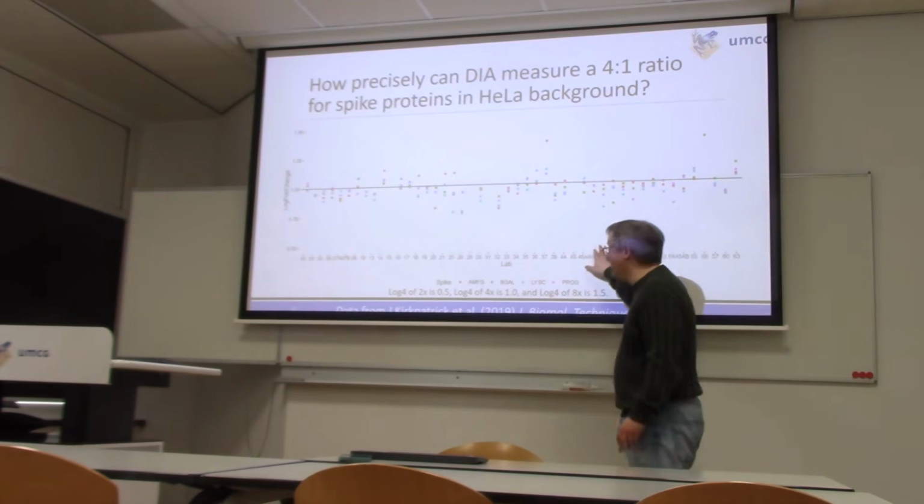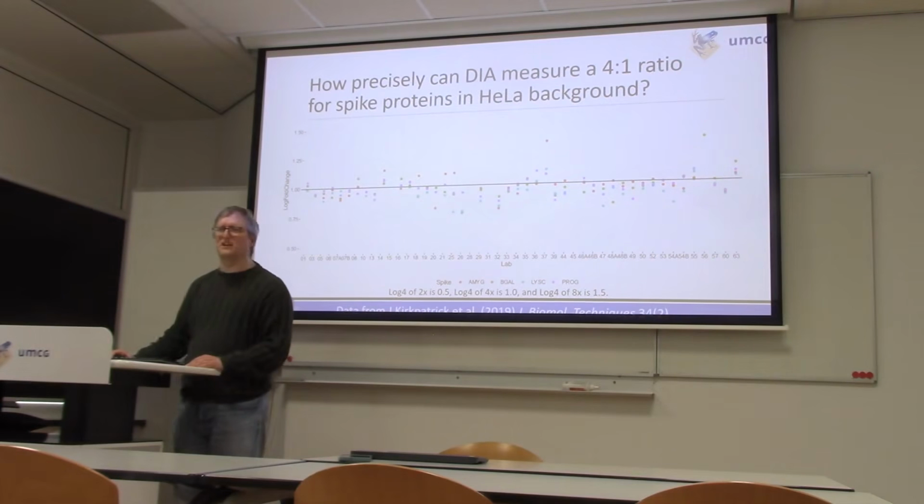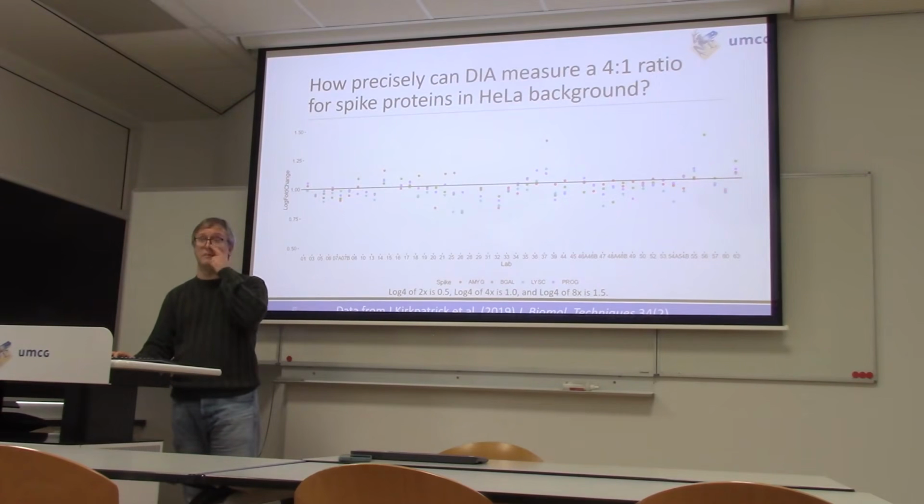So I would say that DIA is actually quite good at nailing down ratios, so long as your protein is, say, in the top 1,000 or so of those that are in a mixture. And that was true for these proteins. The most abundant of them was about rank 600 out of like 3,000 or 4,000 proteins observed and quantified.